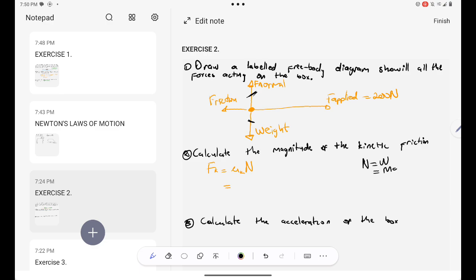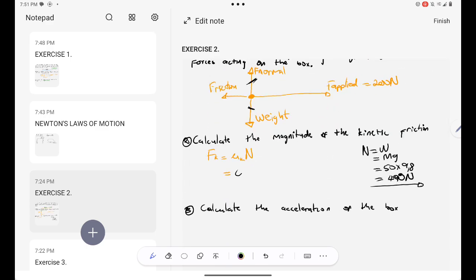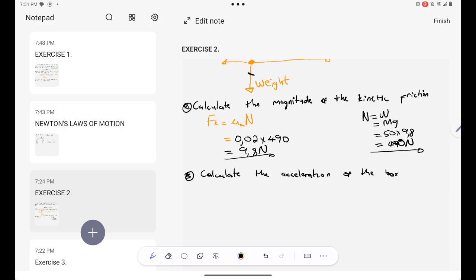Gravitational force is mass multiplied by gravity. That's 50 multiplied by 9.8. What do I get? I'll simply get 490 newtons. So that will be the magnitude of my normal force, right? So for me to calculate frictional force, I'll simply take the coefficient, which was 0.02, multiplied by 490. This will simply give me 9.8 newtons. Okay, now I do know the magnitude of the kinetic friction.